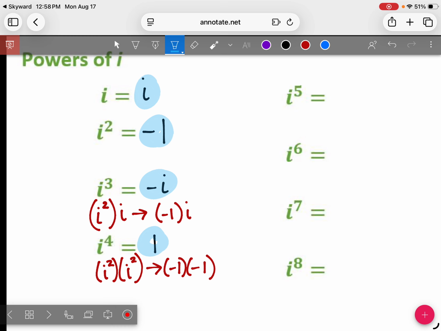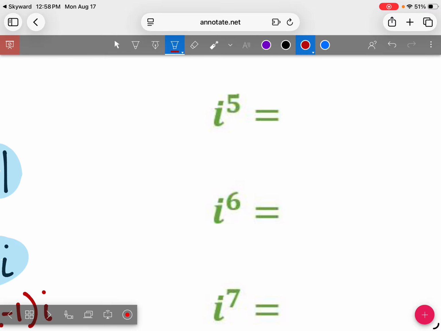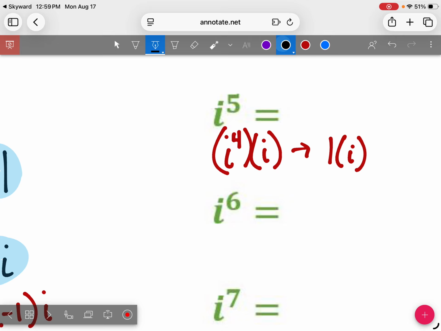So now we're going to use i to the fourth as my anchor, because I know that i to the fourth is 1. So what I'm going to do, because I know that, is break this apart into i to the fourth times i. i to the fourth is +1, and 1 times i is i. So i to the fifth is i.